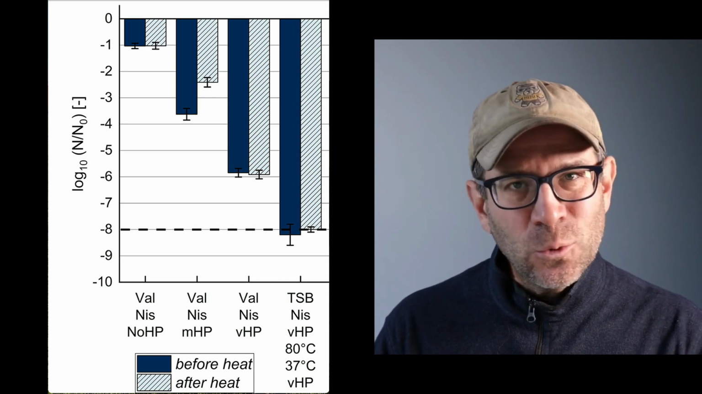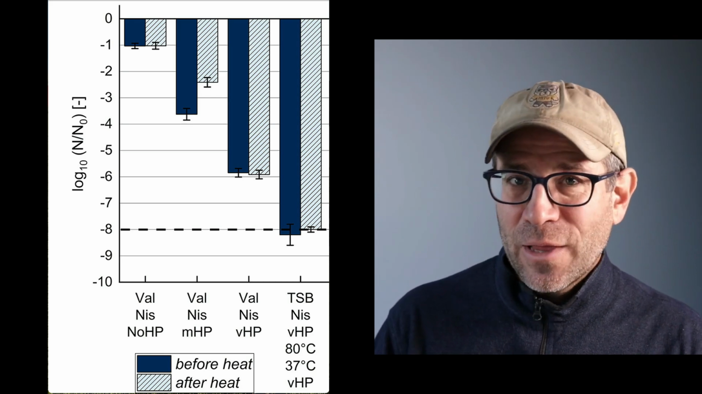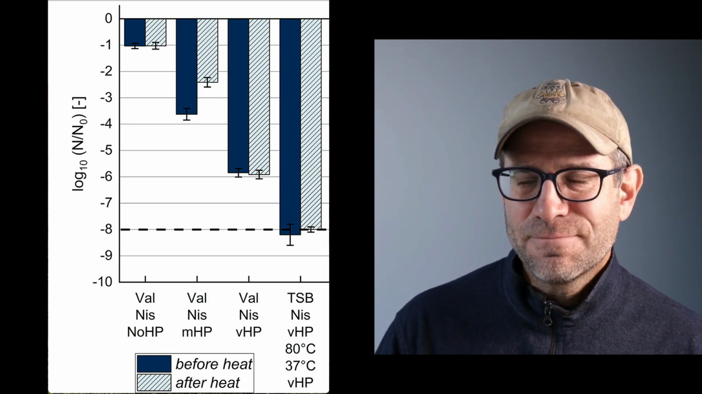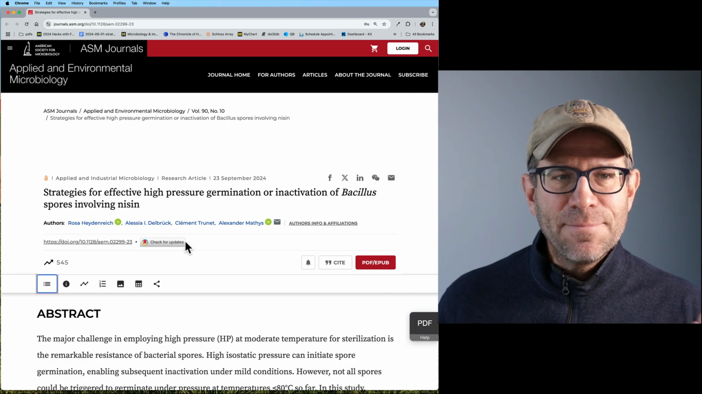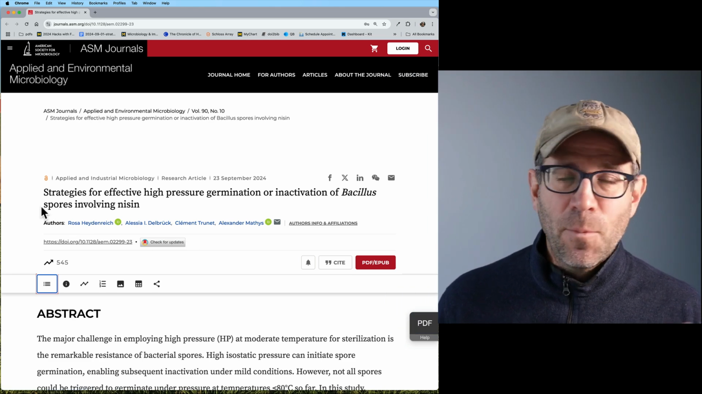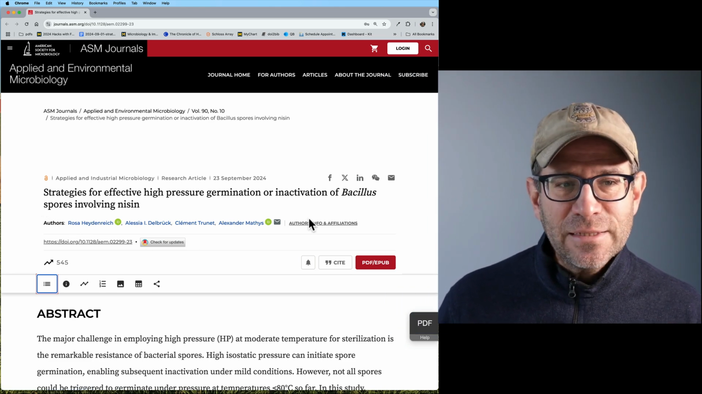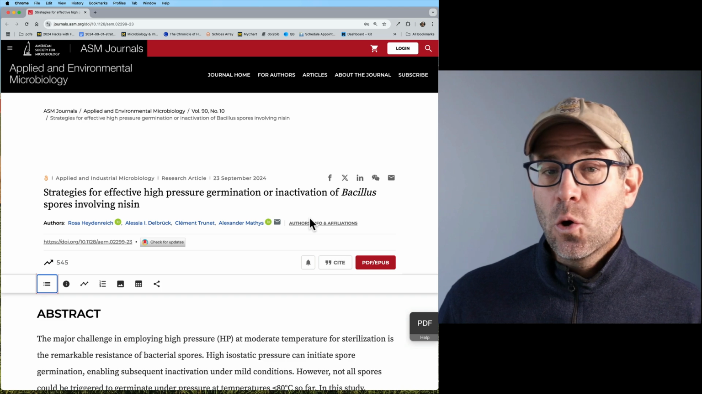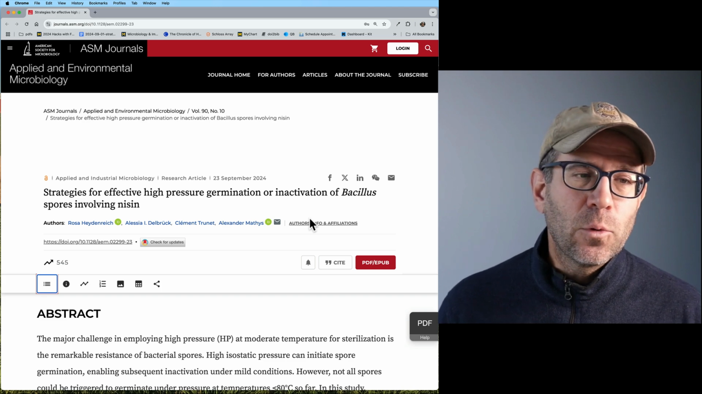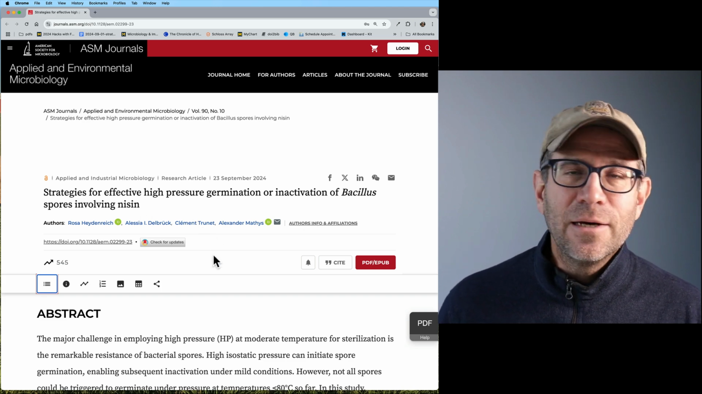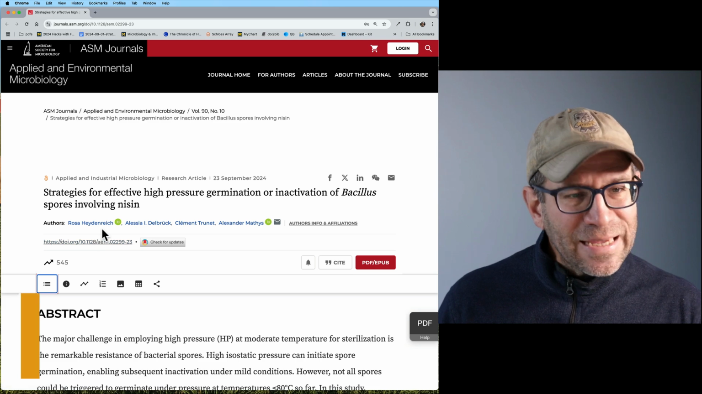In today's episode, I'm going to show you how you can make this figure using the tools from ggplot2 and related packages in the tidyverse. That bar plot was taken from a paper published in Applied and Environmental Microbiology back in October. It's from a paper titled Strategies for Effective High-Pressure Germination or Inactivation of Bacillus Spores Involving Nisin. It was published by Rosa Heidenreich and colleagues.